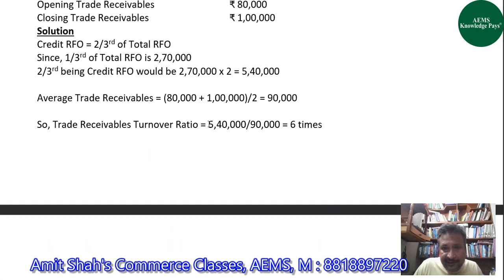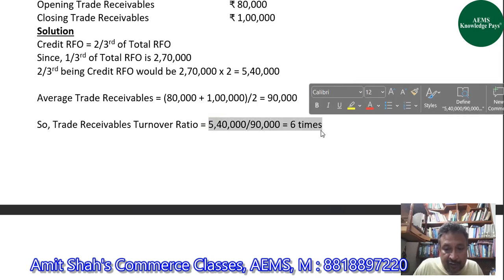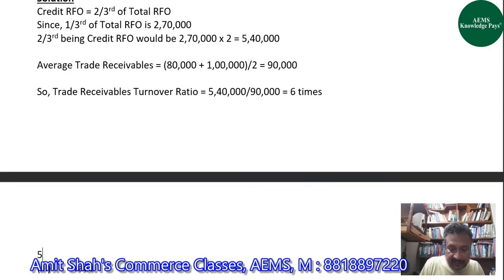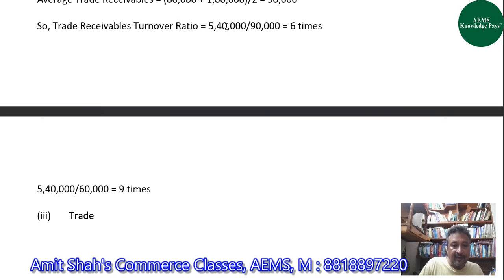Okay, guys, now let's understand one more thing. This business has trade receivables turnover ratio of 6 times. Another business also has the same credit revenue from operations of 5,40,000 but has average trade receivables of 60,000. So it is 9 times. So one business has trade receivables turnover ratio of 6 times, other is of 9 times.